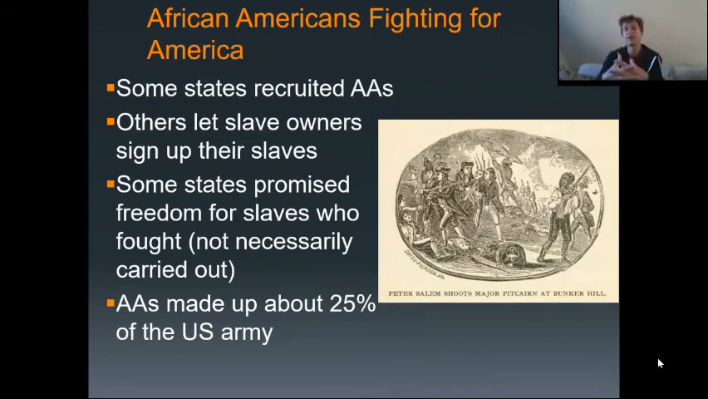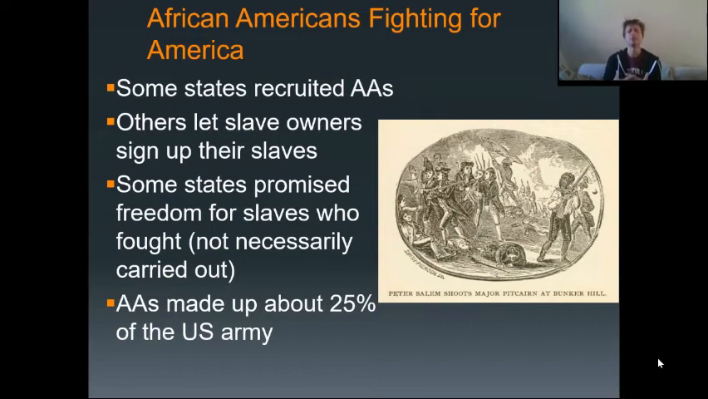Once the fighting really breaks out, African Americans, of course, are joining. We're going to first take a look at the African Americans that fought for the United States, and then we're going to take a look at the ones that fought for England. Some states did actively recruit African Americans. Now, there wasn't a very large free population at the time, but some free African Americans did fight for the American side. Others, for the most part, will let slave owners sign up their slaves.